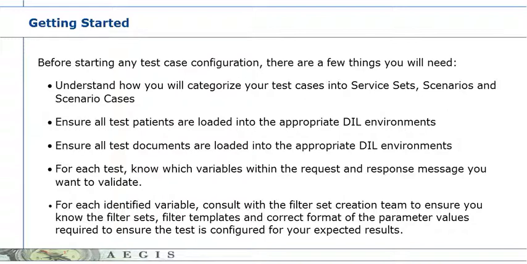For each test, outline which variables within the request and response message you want to validate. For example, will a subject ID be required for a patient discovery request? What should the test participants see on the test case results page if the subject ID is missing or is incorrect? For each identified variable, consult with the filter set creation team to ensure you know the filter sets, filter templates, and correct format of the parameter values required to ensure the test is configured for your expected results.